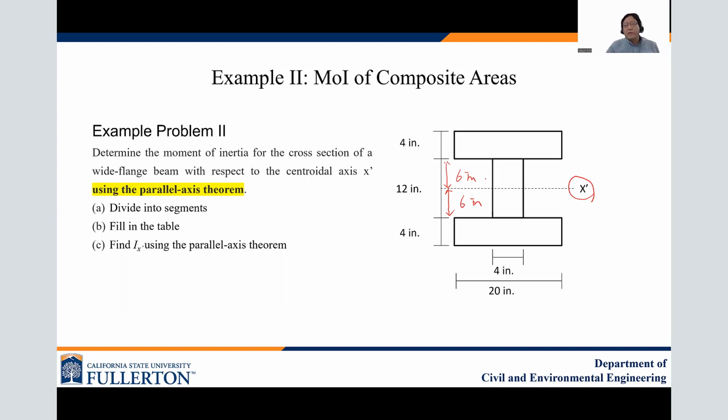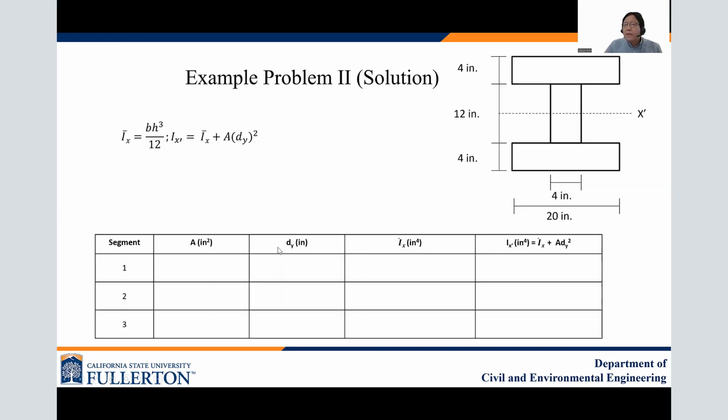To find this, the first step is to divide into segments and fill in the table. I will show it on the next slide. Then find the Ix prime of this wide flange beam using the parallel axis theorem. So now let's try to solve this problem. First step, divide the segments. There's 1, 2, and 3.